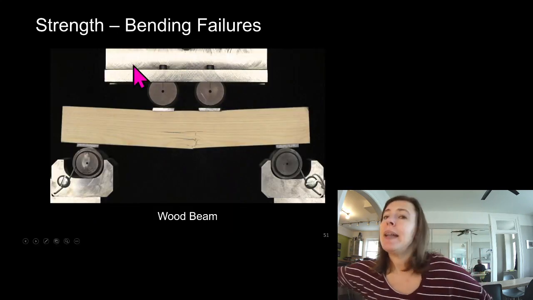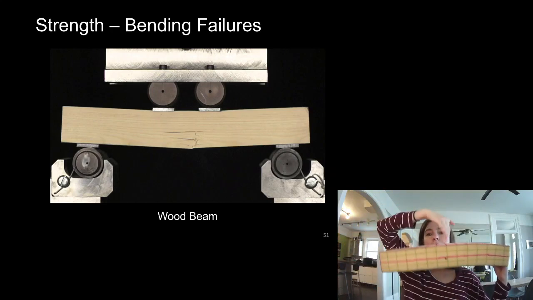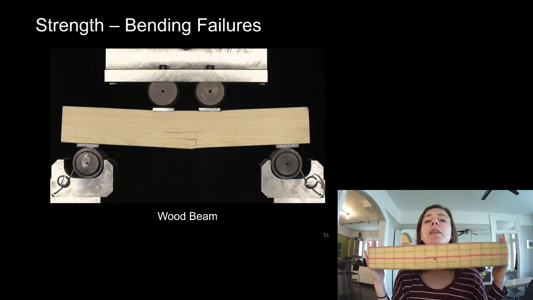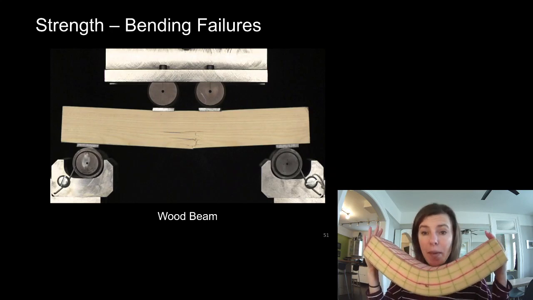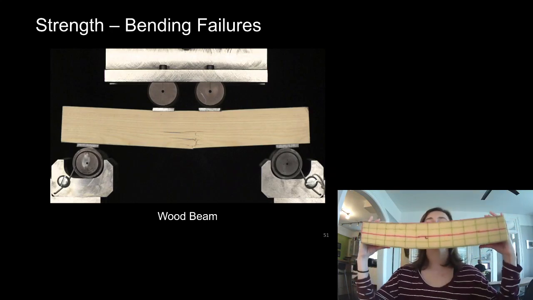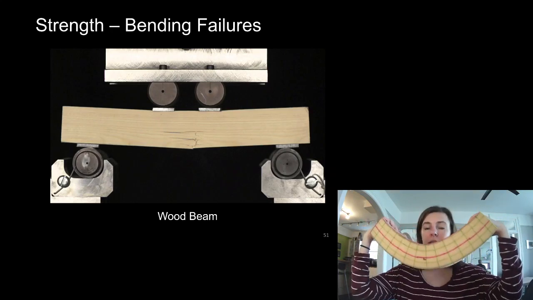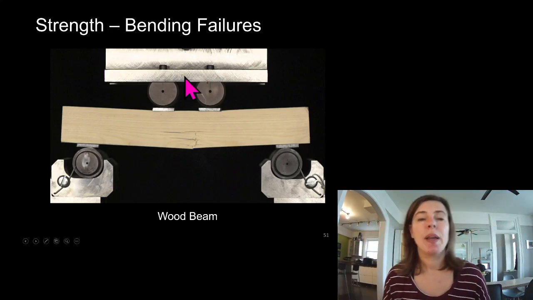Here is a bending failure. We have a support here and a support here and something pushing down, I'll use my chin, pushing down as a load here. You can see we get a bending failure. It's the same thing as if I had done this or curved my fingers like this. We get compression on the top and tension on the bottom.